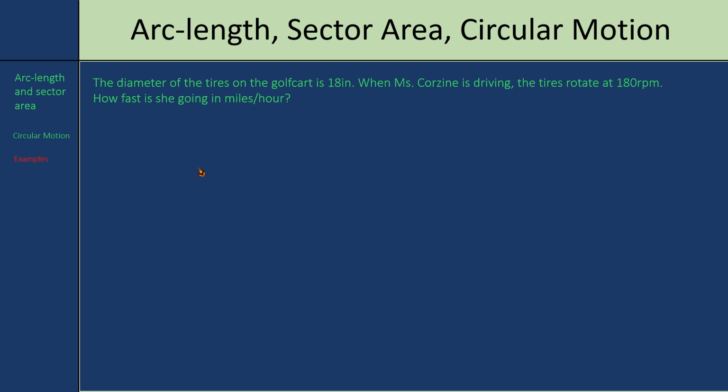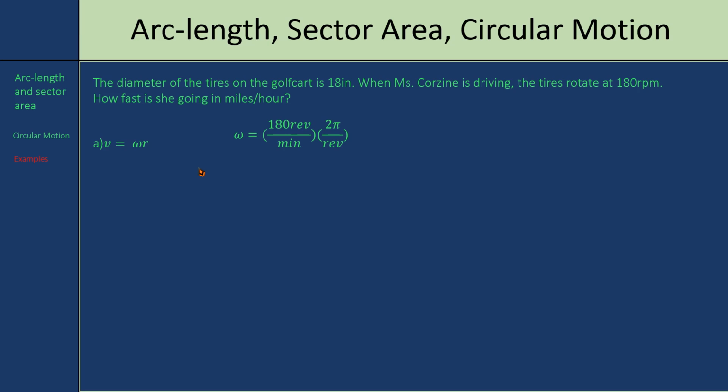Some problems have a lot of conversion to do with them, so you have to learn how to do this. So here's an example of that. The diameter of the tires of the golf cart is 18 inches. When Miss Corzine is driving, the tires rotate at 180 RPM. How fast is she going in miles per hour? So the diameter is 18, so the radius is 9, right? So you've got to find out how fast the tires are spinning. So the velocity is now the angular speed times r, right?